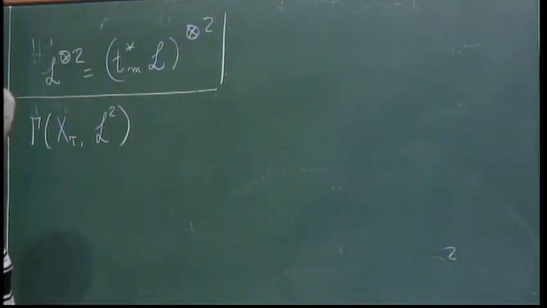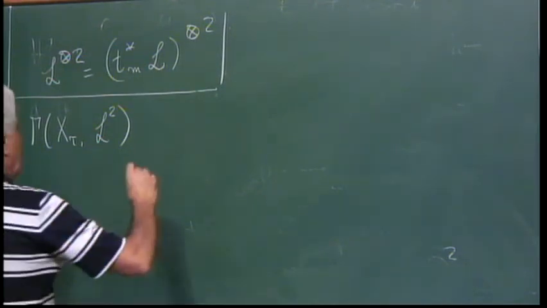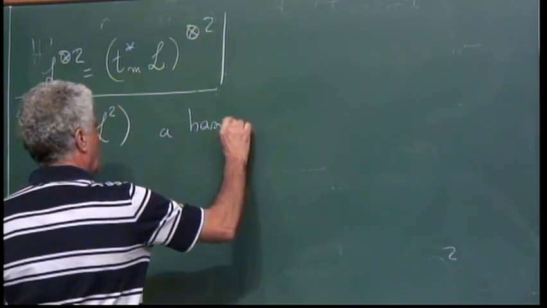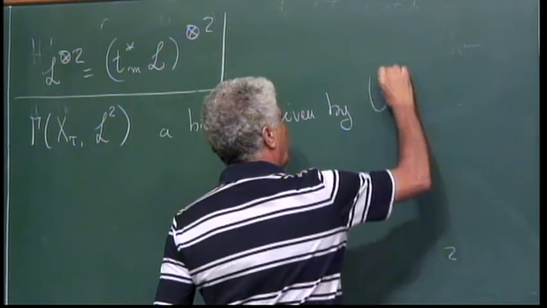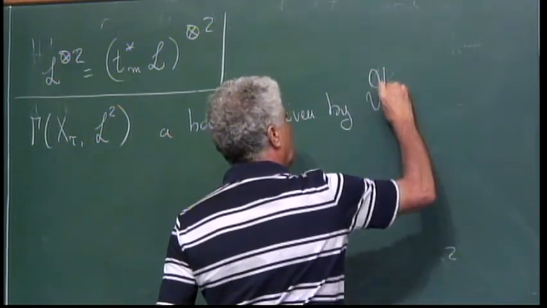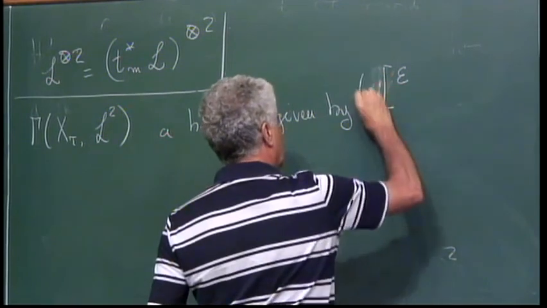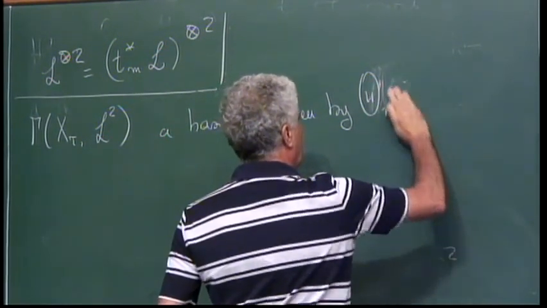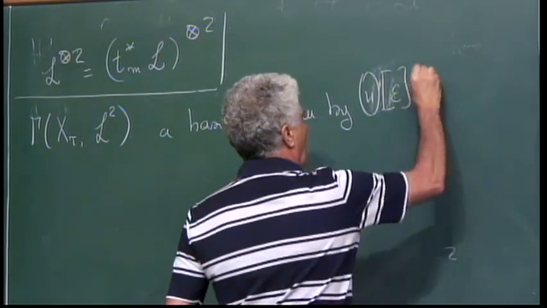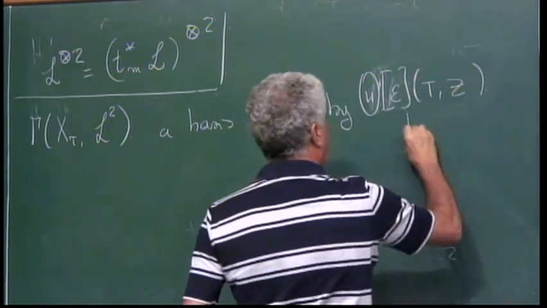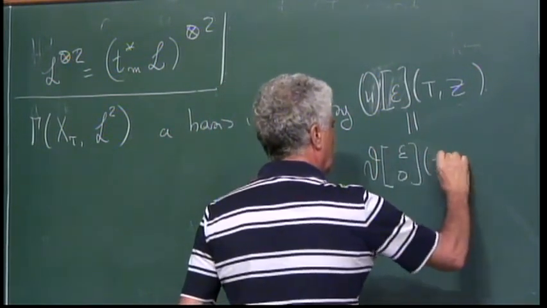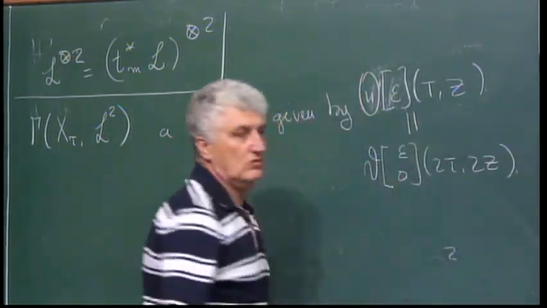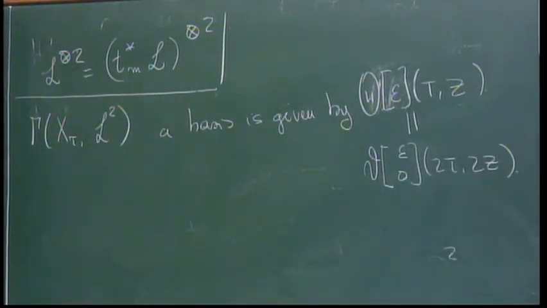If I consider the sections of this line bundle, this is a 2^g dimensional space, and the basis is given by theta functions, let me call it this way, capital theta, sorry, epsilon of tau z, that are by definition equal to theta epsilon 0 of tau z. I will prefer to use this notation.